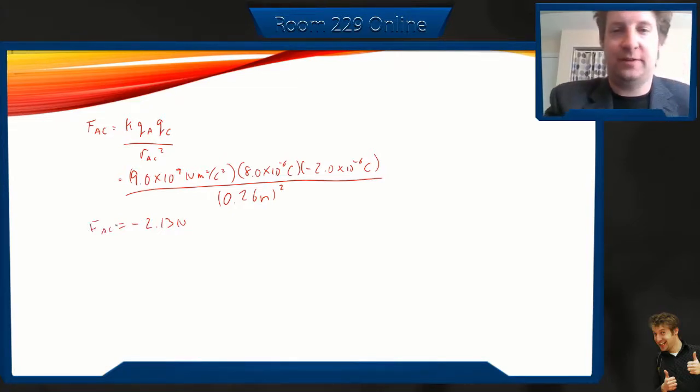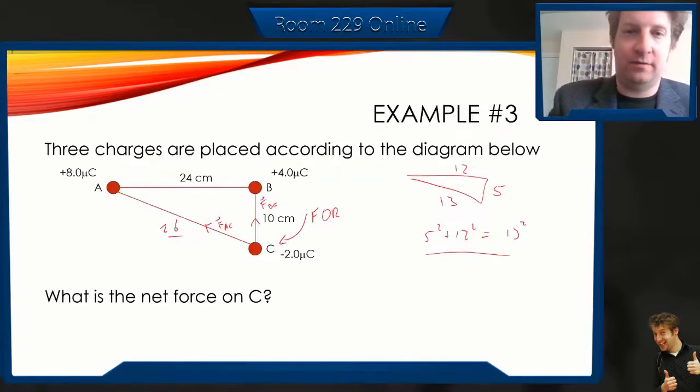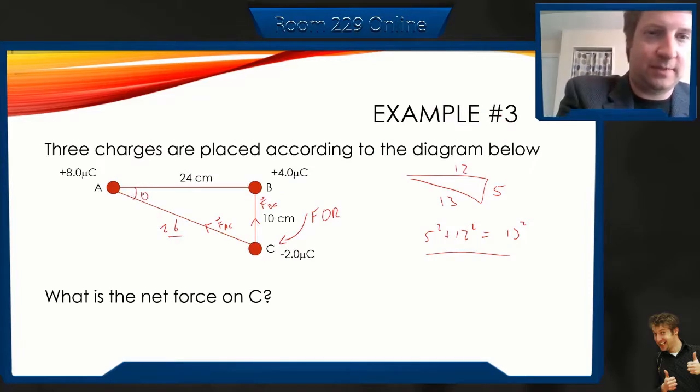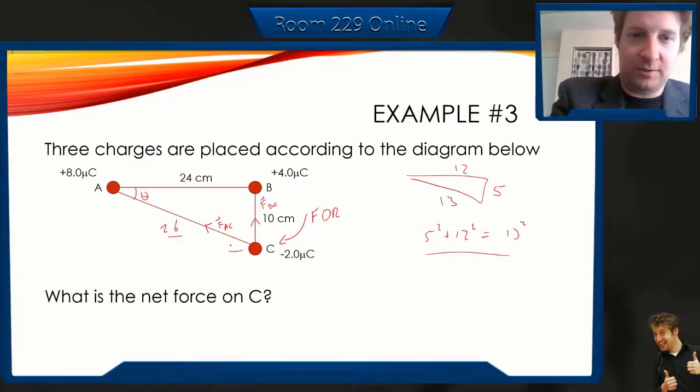Now that's just a scalar. You have to figure out what the angle is. Now you can do that by just doing a little bit of trig. It's going to be inverse tan of, let's call this my angle here, which is also going to be the same angle here. It's going to be 10 divided by 24.